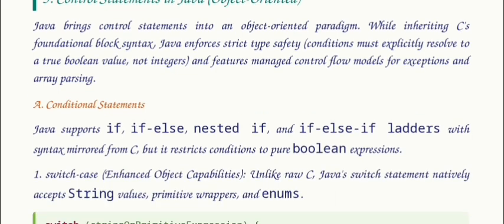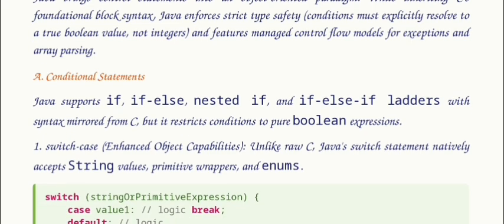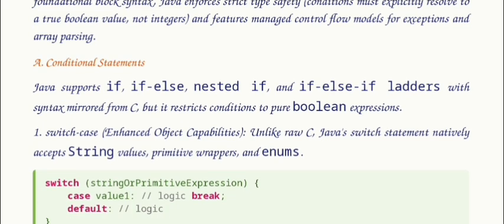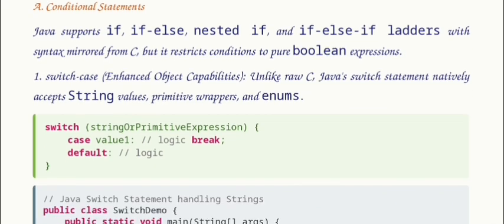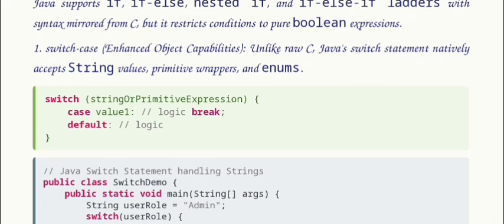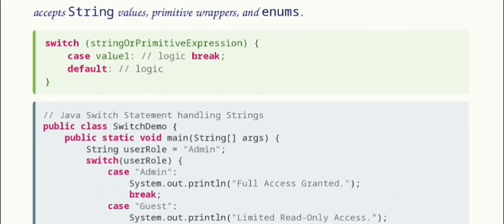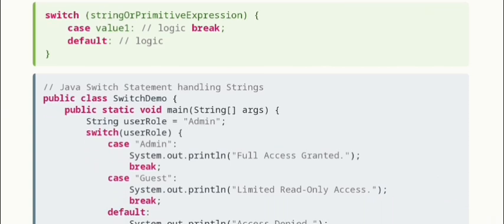See the first one, the conditional statements. Java supports if else, nested if, and if else if ladders with syntax mirrored from C, but it restricts conditions to pure Boolean expressions. The switch case has enhanced object capabilities, unlike the raw C. Java's switch statement natively accepts string values, primitive wrappers, and enums, which means the enumerations. Here we have provided a simple syntax and a program. Please note it down.